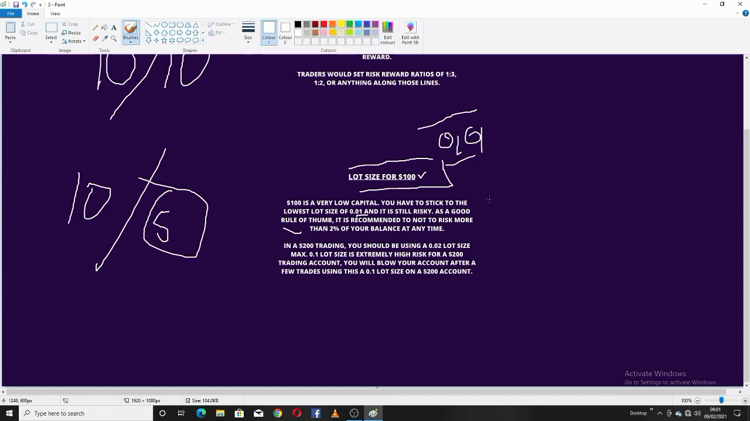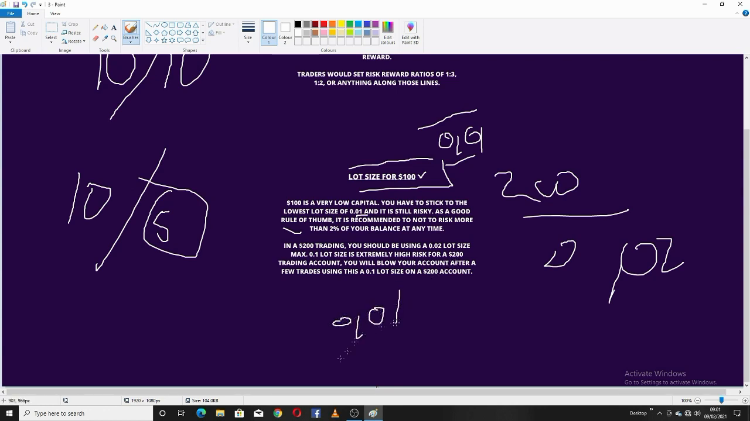Maybe when the account grows, that's when you can change. Let's say maybe the account now is $200. Now you can change to 0.02, something like that. But if you are trading a $100 account, always stick to 0.01. Don't change for that. In a $200 account, you should be using 0.02 lot size max. 0.01 lot size is extremely high risk for a $200 account.